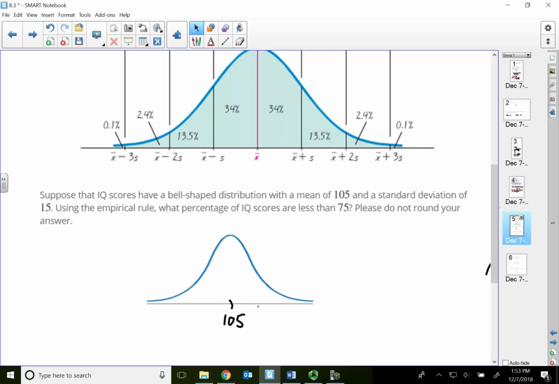If I go one standard deviation to the right, that will be 105 plus my standard deviation 15, which will give me 120. If I go one standard deviation below the mean, that will be 105 minus 15, which will be 90.